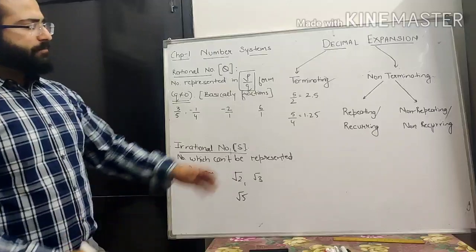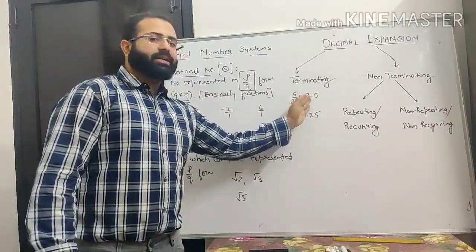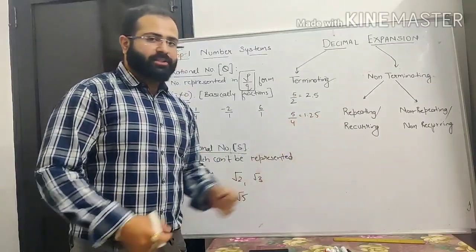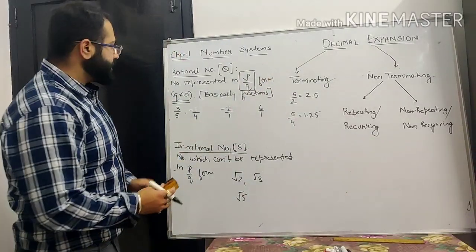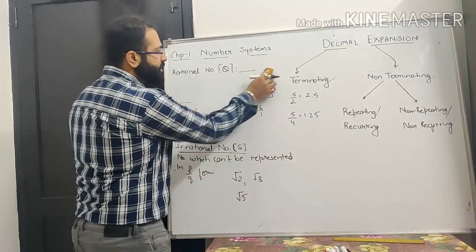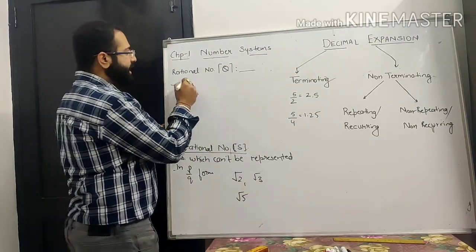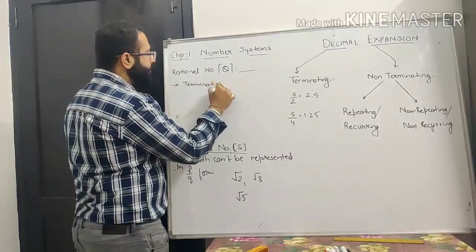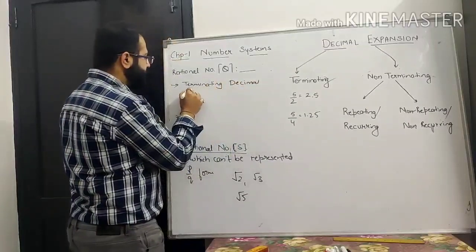If we divide 5 by 4, what will we get? 1.25. So in the very first case, the decimal expansion ends after only one decimal place. And in the second one, after two decimals, our division ends. So this is the kind of terminating decimal expansion. So what we can say from here, rational numbers are those which have terminating decimal expansion.